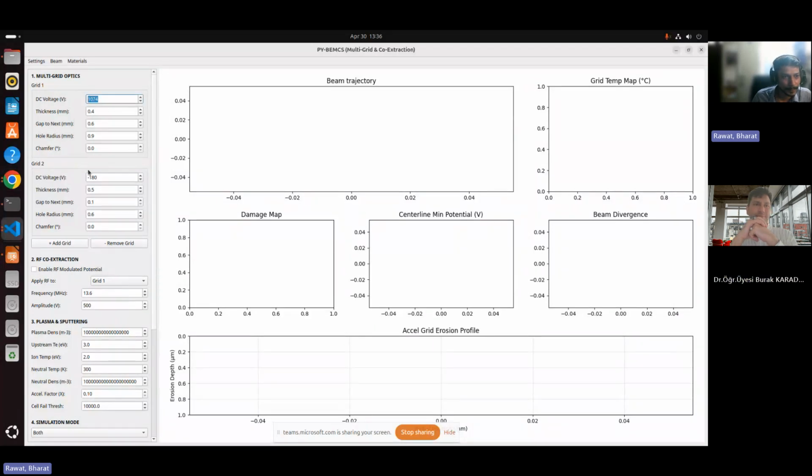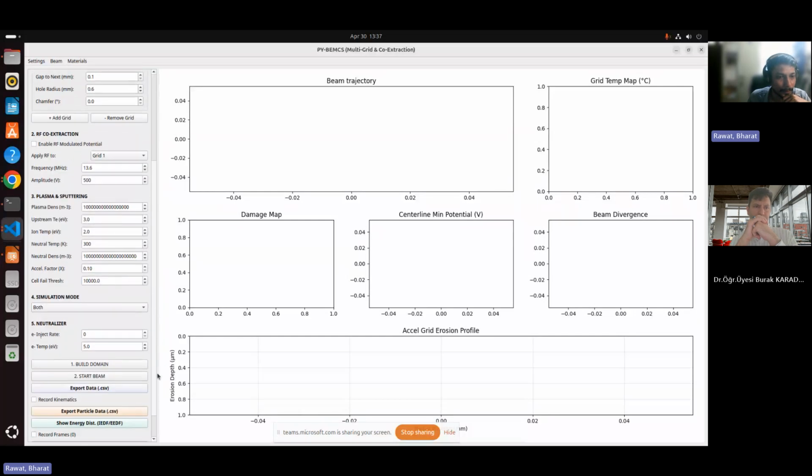So this is your DC voltage. This is your grid one, where you can define your DC voltage, your thickness, your gap to the next grid, so the gap between two grids, your hole radius, and your chamfer angle if you want to chamfer your grid, so it makes an angle. And here is your grid two. And if you want to add another grid, you can add it.